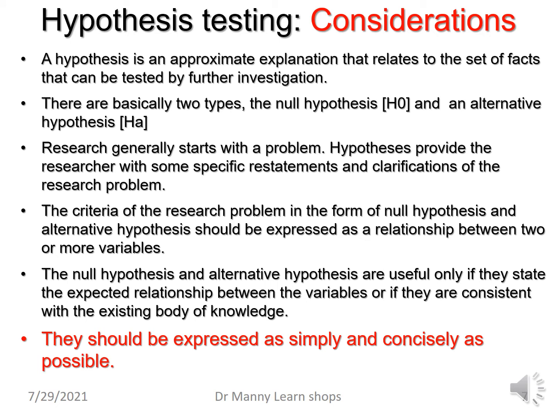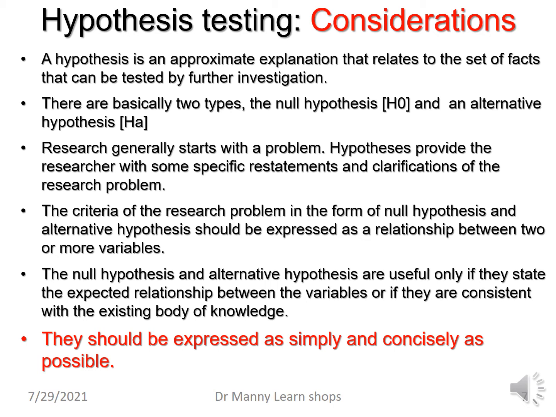When we look at hypothesis testing, we've got to consider the following. A hypothesis is an approximate explanation that relates to a set of facts that can be tested. There are basically two types: the null hypothesis and an alternative hypothesis. The research generally starts with a problem. The hypothesis provides the researcher with some specific restatement and clarification of the research problem. The criteria of the research problem is in the form of the null hypothesis and an alternative hypothesis, which should be expressed as a relationship between two or more variables.